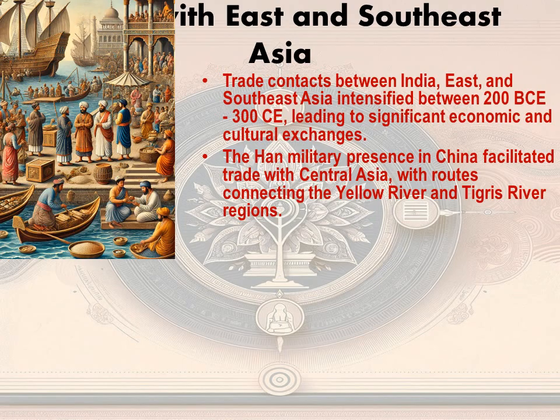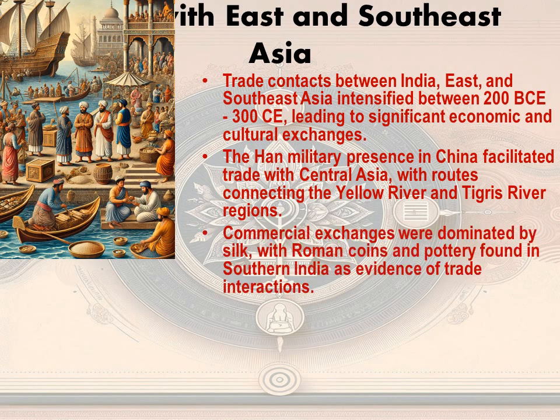The Han military presence in China facilitated trade with Central Asia, with routes connecting the Yellow River and Tigris River regions. So, Tigris River is approximately in the area of Mesopotamia, and also there were routes connecting the Yellow River and Tigris River regions with India, and it used to happen because of the presence of Han military in China. And so every part of Asia worked together to facilitate a very well organized trading system.